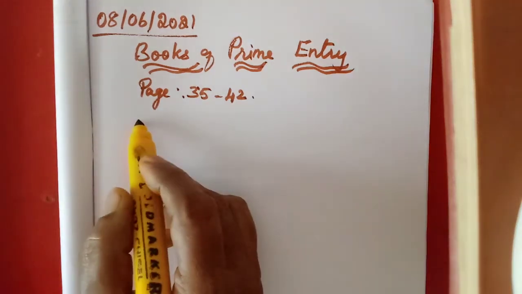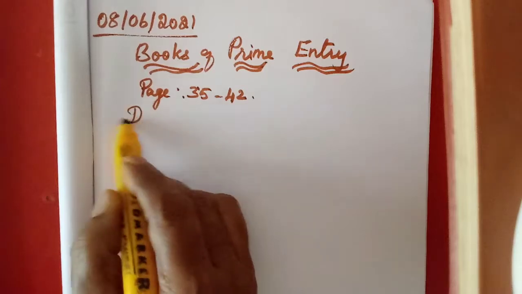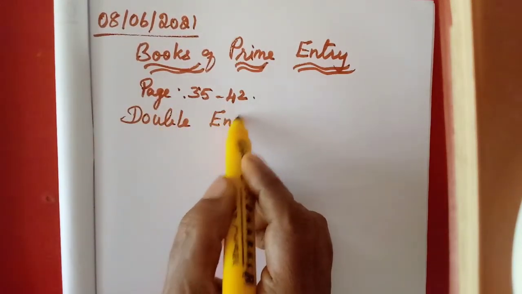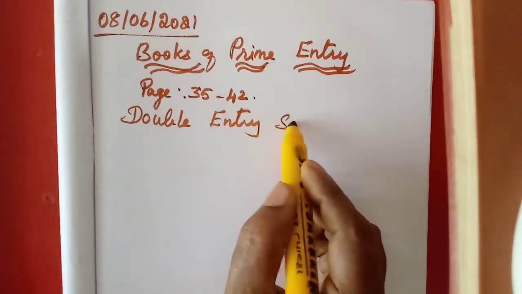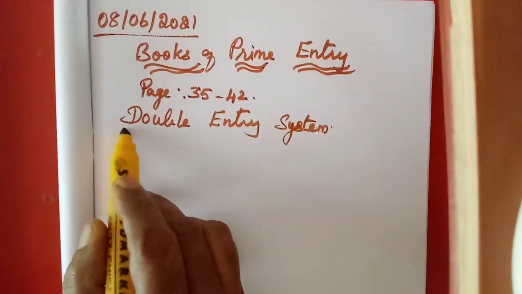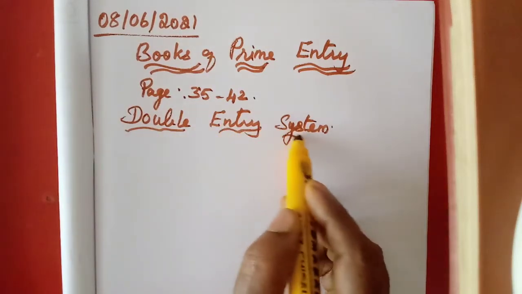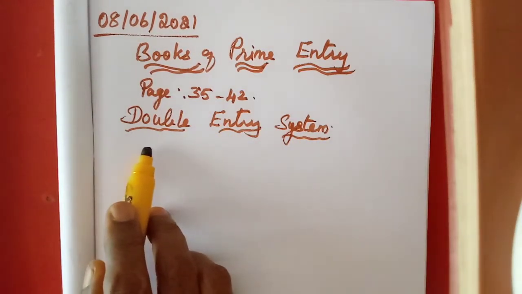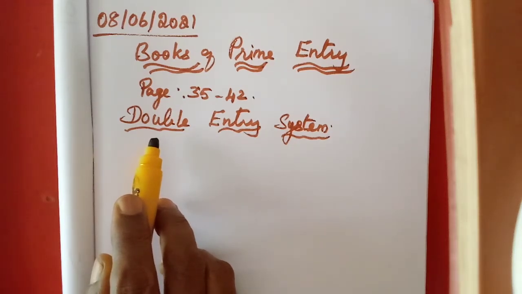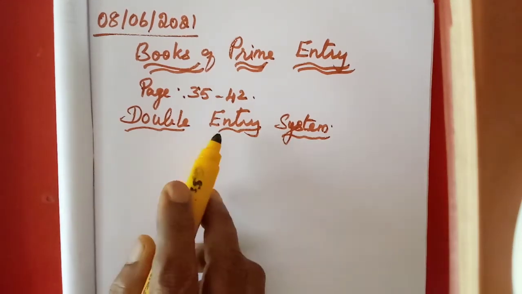Today let us learn about the double entry system. This we have learned already in the second lesson, in the concepts, the dual aspect concept. We studied who introduced the double entry system in the beginning: Luca Pacioli, in the year 1494, developed this double entry system.